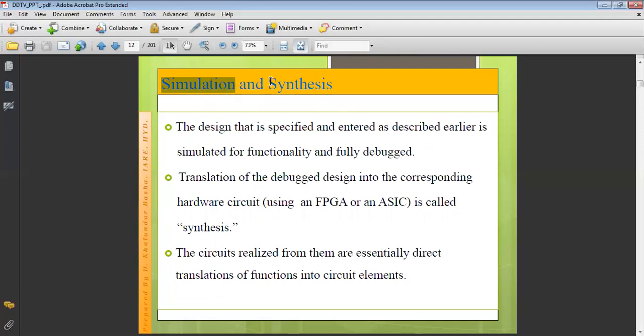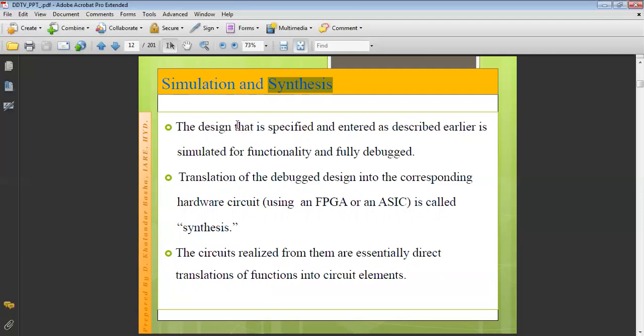And the next one is synthesis. What is the definition of synthesis here? Converting the HDL to the netlist. So a hardware description language can be converted into the netlist. A netlist is nothing but the gates and the connections. That is known as synthesis here.